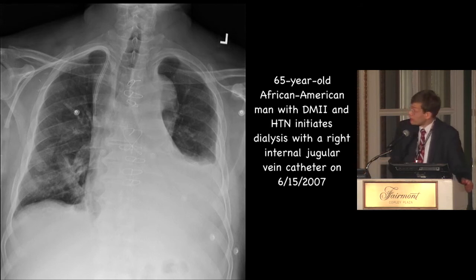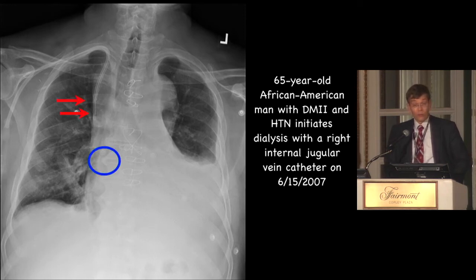So here you see the chest x-ray, and what I want you to look at is the position of the catheter tip. You can see there's this little electrode on the right lung, and right next to it is the catheter tip. So the 2 arrows indicate where the catheter ends. The blue circle, about 5 to 7 centimeters below the carina, where the left and right bronchi separate, is where you want the tip.